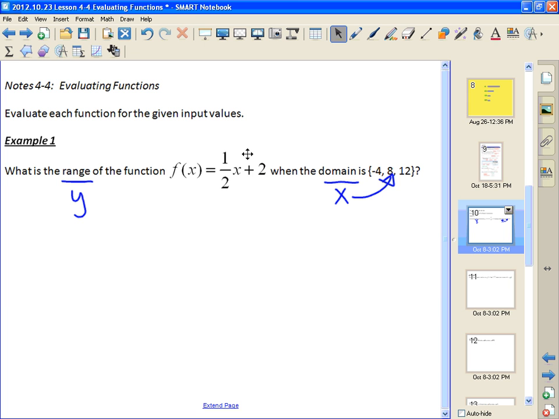All right, so what you're going to do is first off make a table. And we're talking about x and y values, right? So this is my x column. This is my y column, so I put that at the top. And it says when the domain is this. So what types of values are those? Those are x values, right? So in my x column, I'm going to put my x values, -4, 8, and 12. And then here's how you use your calculator to evaluate when x is -4, 8, and 12.